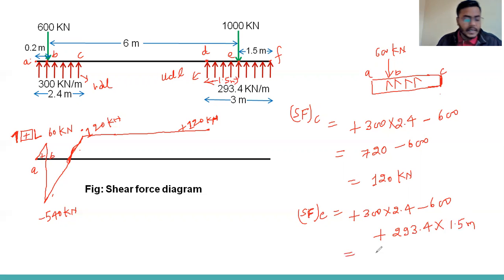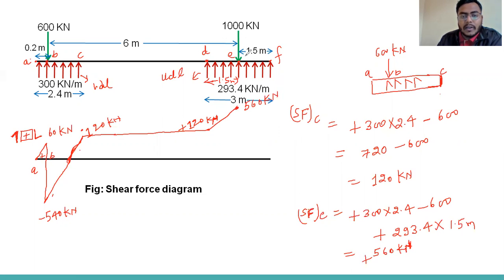So we can get a calculator. So I'm writing directly. So we can get at this point 560. So here it's coming 560 kilonewton. That is positive.